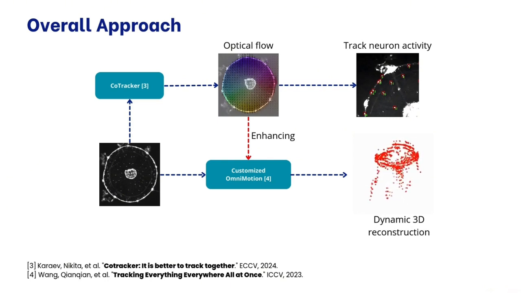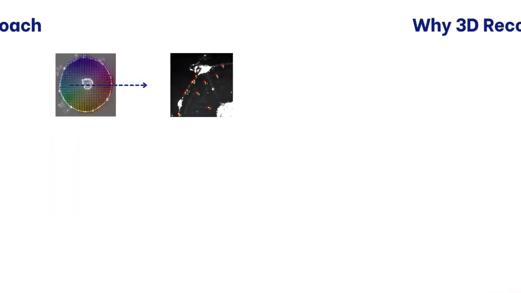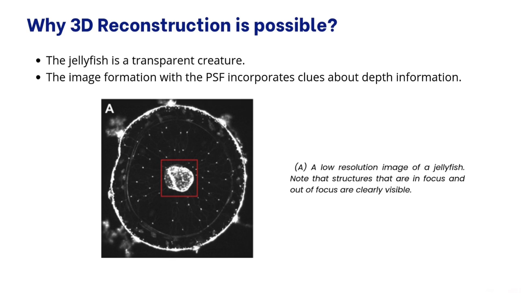To track the neurons, we use CoTracker, one of the best methods for 2D tracking. For 3D reconstruction, we use a customized version of the OmniMotion method and use the optical flow data which we obtained from CoTracker to further enhance our 3D reconstruction. In our scenario, we only have monocular single-view video captured from a microscope. But because of the transparent nature of the jellyfish and by incorporating the depth information from our point spread function, we will be able to achieve a better 3D reconstruction of our jellyfish.